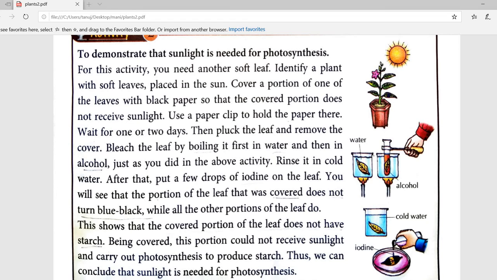The pot which you kept in the sunlight, it will grow. Why will it grow? Because it gets proper sunlight, air, water, so it will survive and prepare its food.